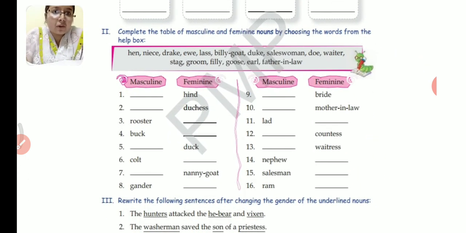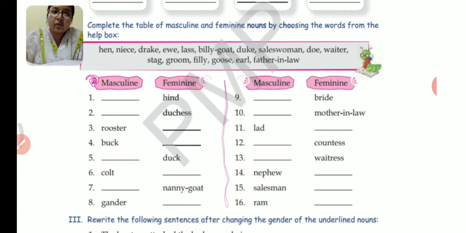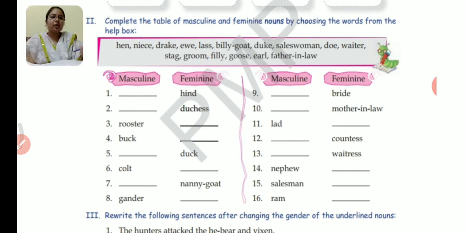Now let's come to the second question. Complete the table of masculine and feminine nouns by choosing the words from the help box. So there is a help box and you have to choose appropriate words and fill in the blanks. You have to fill in the table. Masculine and feminine you have already done in your junior classes, in class 3 and 4. Hind. Hind is a female, so what will be the masculine of hind? You have to search from this box. So the masculine of hind will be stag. Similarly, duchess. What will be the masculine of duchess? It will be drake. So you have to match it.